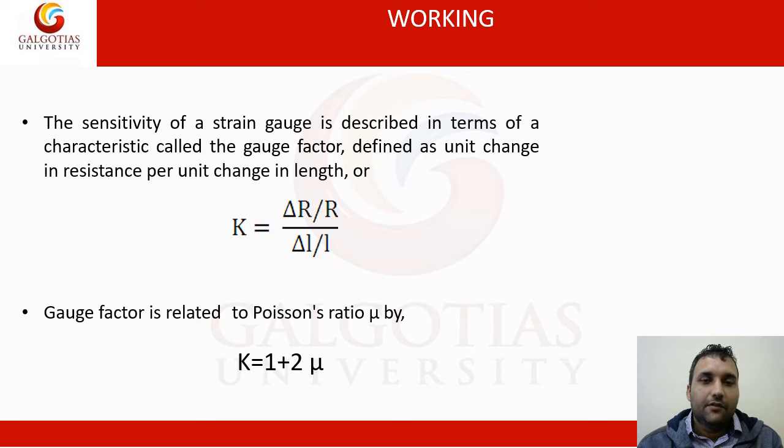The sensitivity of a strain gauge is described in terms of a characteristic called the gauge factor. This is defined as the unit change in resistance per unit change in length. That is, K is equal to delta R upon R, the unit change in resistance, divided by delta L upon L, the unit change in length. The gauge factor is related to Poisson's ratio mu by K equals 1 plus 2 mu.